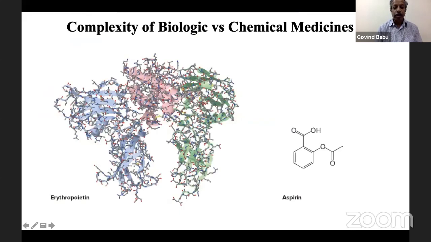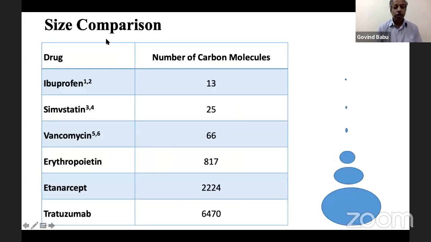This is just to diagrammatically show you the difference between a biologic and a chemical medicine. This is for one of the simpler biologic entities, that is erythropoietin, and this is for aspirin, which is one of the simplest generic drugs. And even between these two simple molecules, you can see the huge difference in terms of the structure and the size itself. So that is an important thing that we need to remember. Going by the size, if you look at ibuprofen and the number of carbon molecules there, it is 13. Whereas if you go to trastuzumab, it is 6,000 plus. So that is how complex these molecules are.